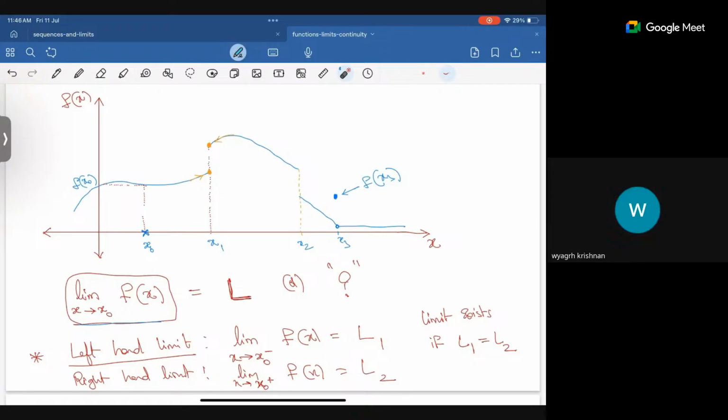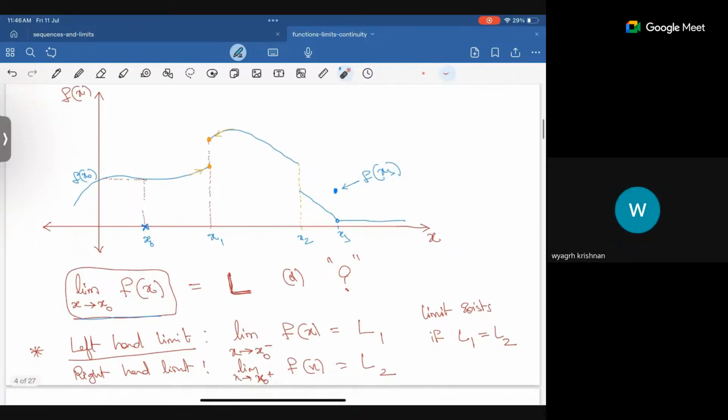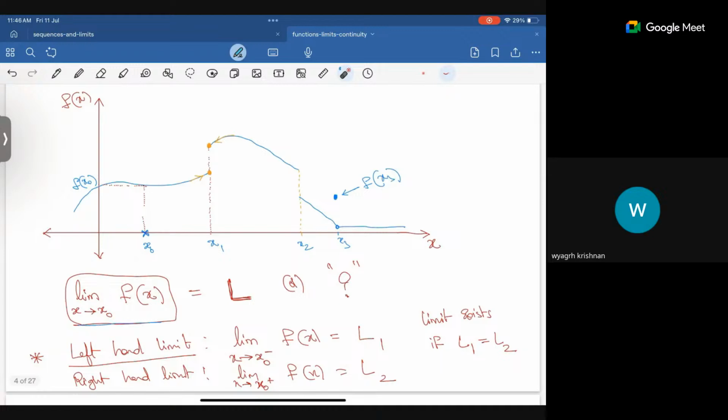We can see that it's a hollow dot, meaning that f of x3 does not have a value at that point, right? Correct. But then how can it be continuous? No, it is not continuous. At x3, it is not continuous. That's because that particular value is neither attained by the left side nor by the right side.